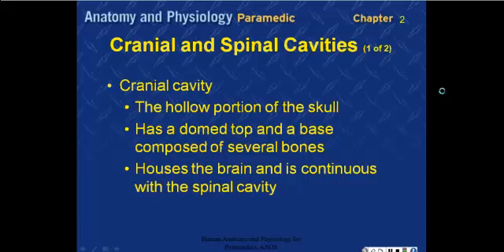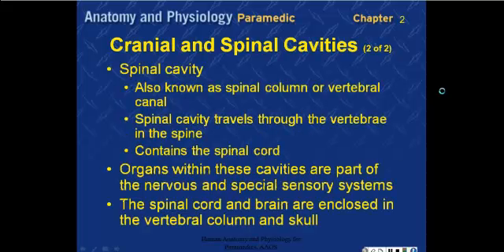The cranial cavity is the hollow portion of the skull. It has a dome top and a base composed of several bones. It houses the brain and is continuous with the spinal cavity, which is also known as the spinal column or vertebral canal. The spinal cavity travels through the vertebrae in the spine and contains the spinal cord. Organs within these cavities are part of the nervous system and special sensory systems. The spinal cord and brain are enclosed in the vertebral column and the skull.